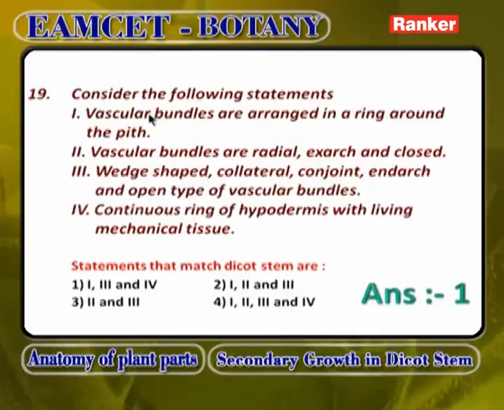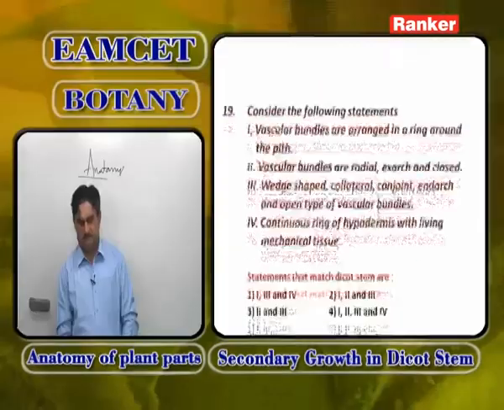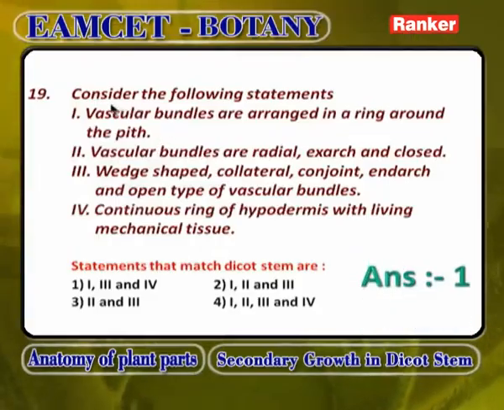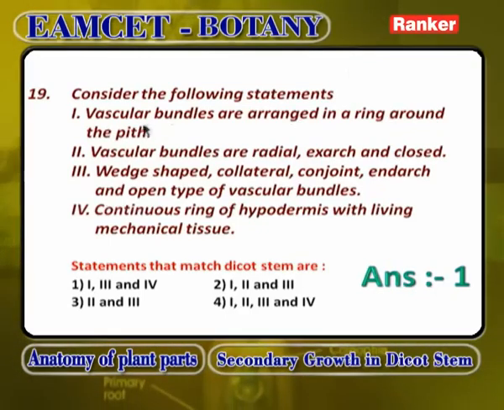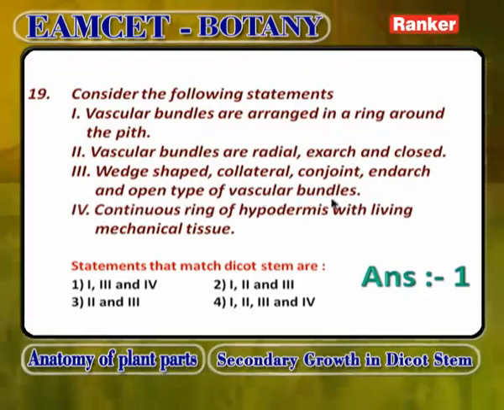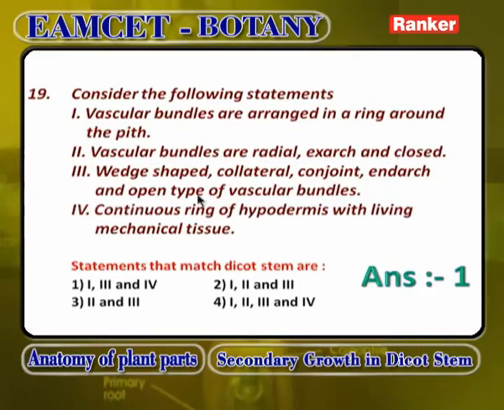Polyarch xylem and well developed medulla are found in monocot root. Consider the following statements and match with the dicot stem. Vascular bundles are arranged in a ring around the pith, correct. Vascular bundles are radial is wrong. They are conjoint, collateral. Wedge shaped, conjoint, collateral, endarch and open type of vascular bundle is correct.